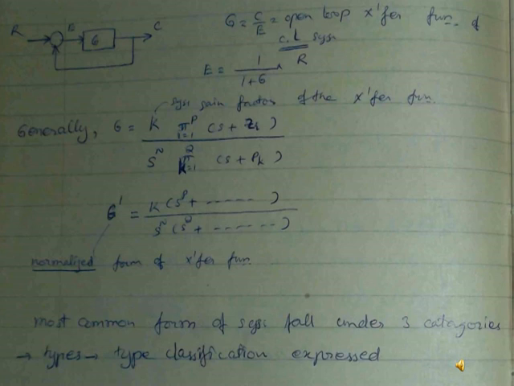G equals C by E, also the open loop transfer function. Now E equal to 1 divided by 1 plus G, multiplied by R. And G will be K multiplied by the gamma function, the product from 1 to P of (S plus Zi), divided by the product of (S plus Pi).